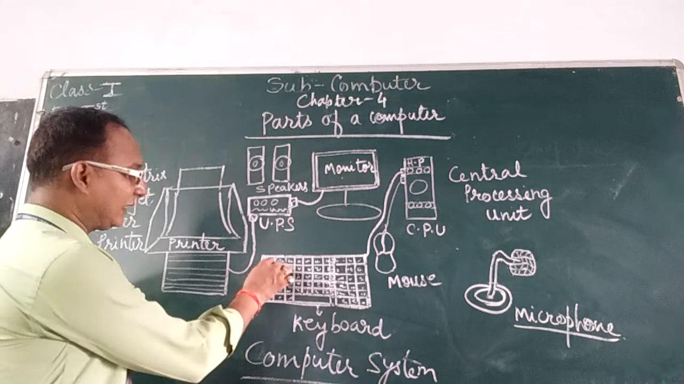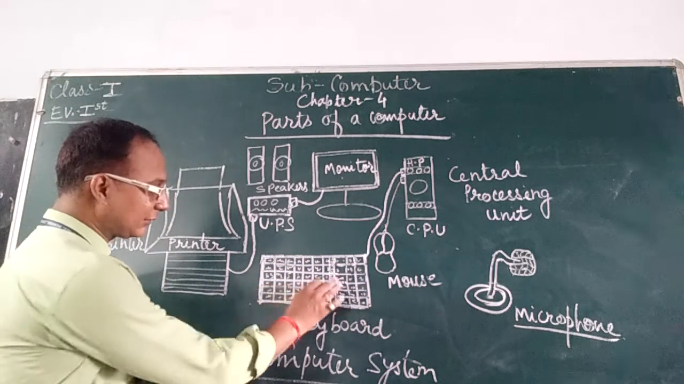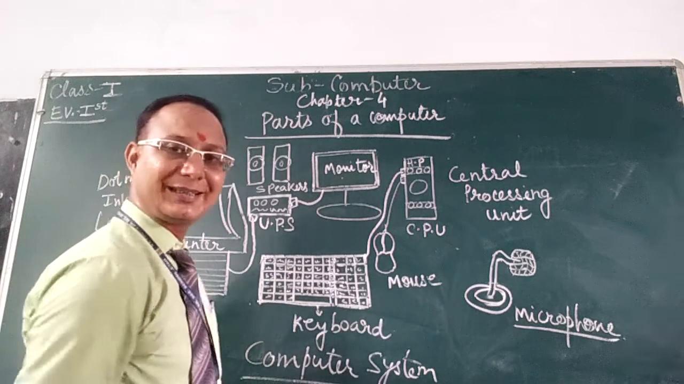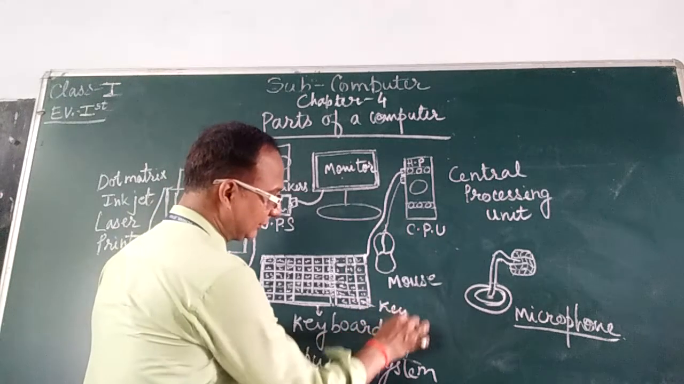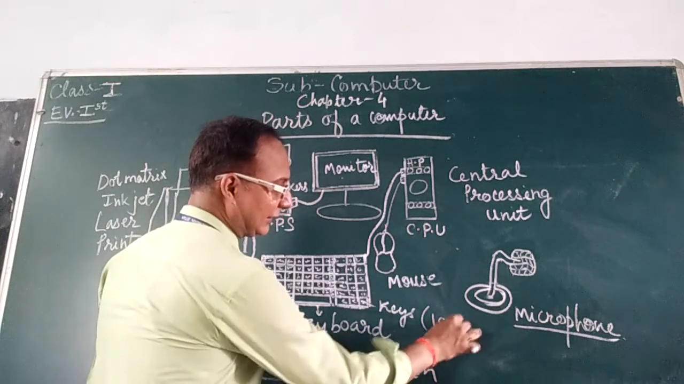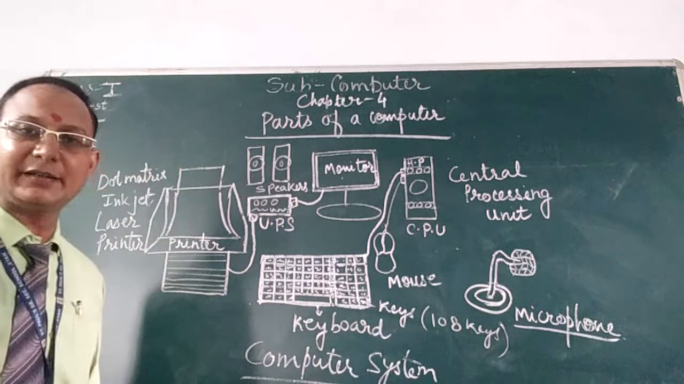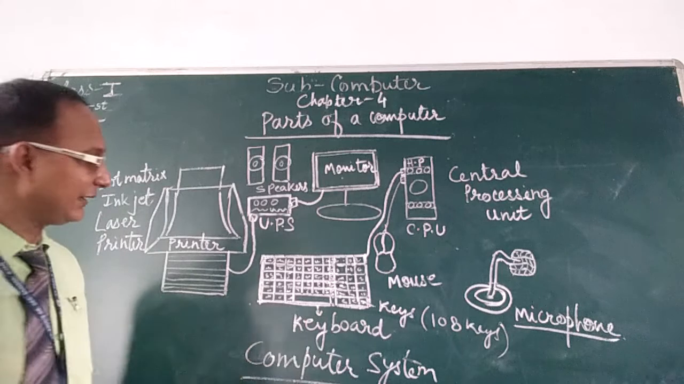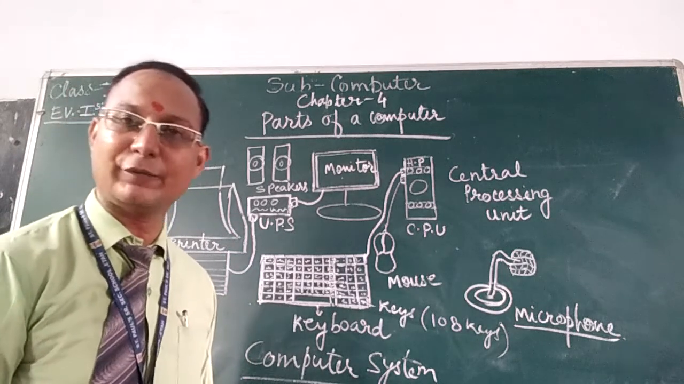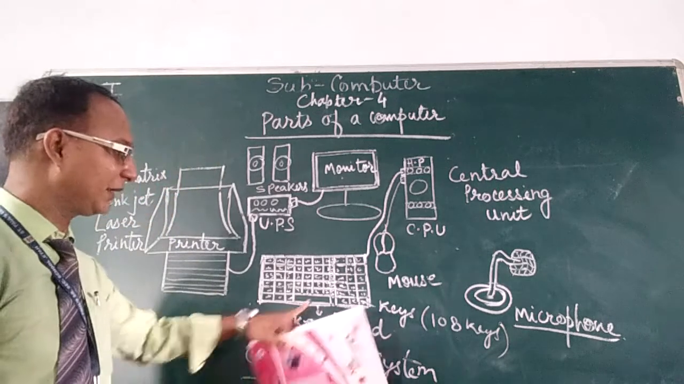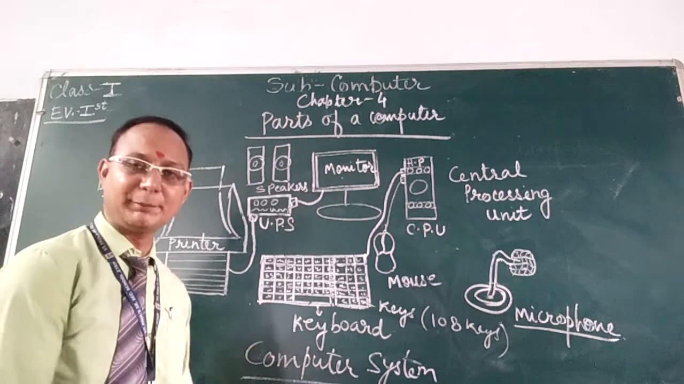There are different blocks made in this keyboard. These blocks are called keys. A general keyboard has 108 keys. There are different keys: alphabets and numbers, numbers 0 to 9, alphabets A to Z, the spacebar key, and many other keys that are helpful in typing on a computer. Okay?